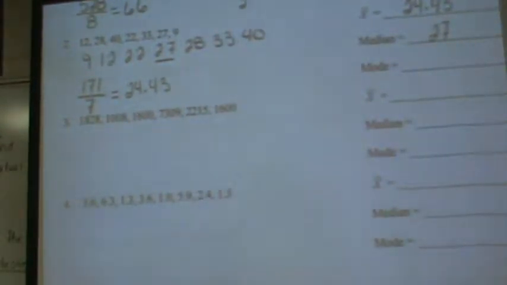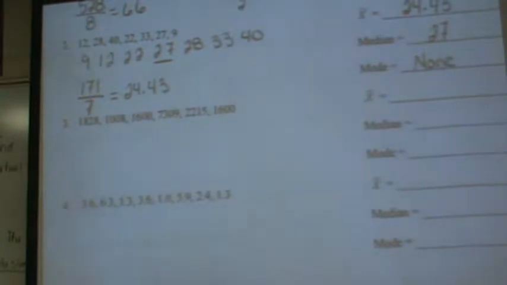Our mode is the number that occurs most often. Each of the numbers in our set only occurs once, so there is no number that occurs most often. So there is no mode. So on that line, write none, write no, write a circle with a line through it. Anything, just so I know that there is no mode.